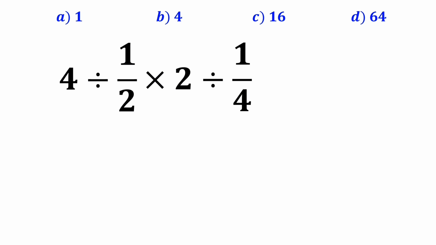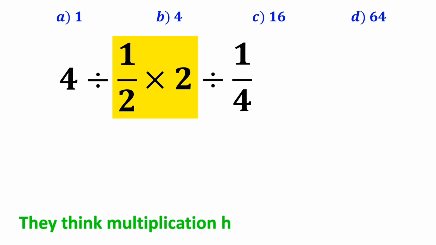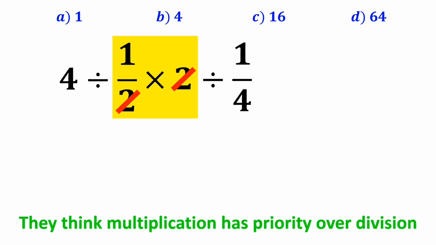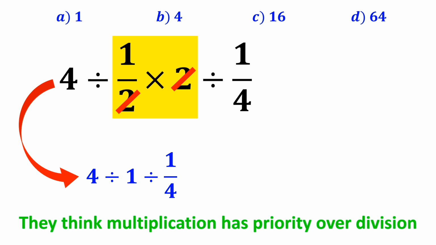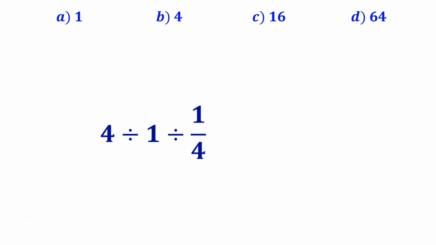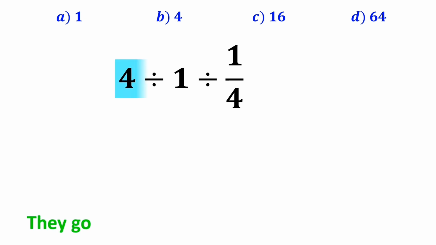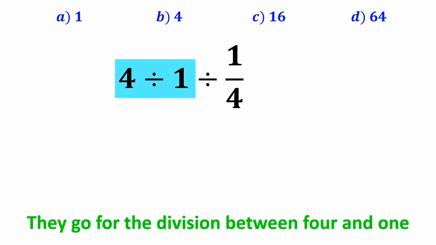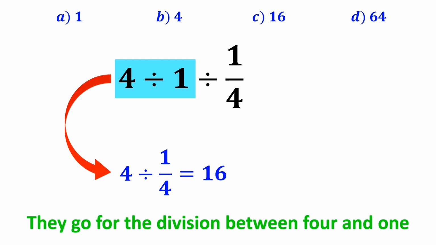In the first step, many people go straight to the expression 1 over 2 times 2 because they think multiplication has priority over division, and they tend to cancel out the 2's. So, this expression simplifies to 4 divided by 1 divided by 1 over 4. In the next step, they go for the division between 4 and 1 and rewrite this expression as 4 divided by 1 over 4, which gives them the answer 16.